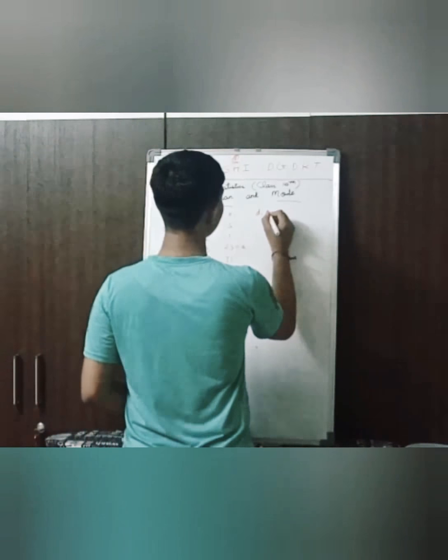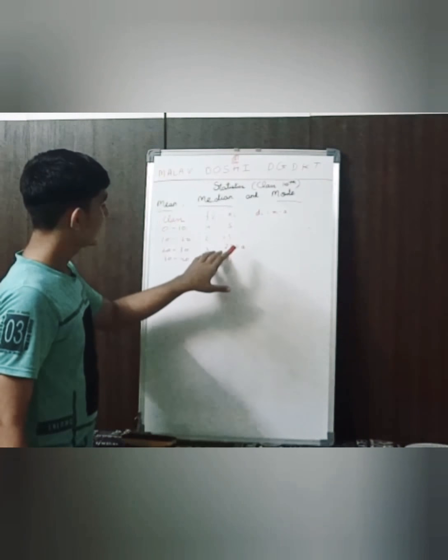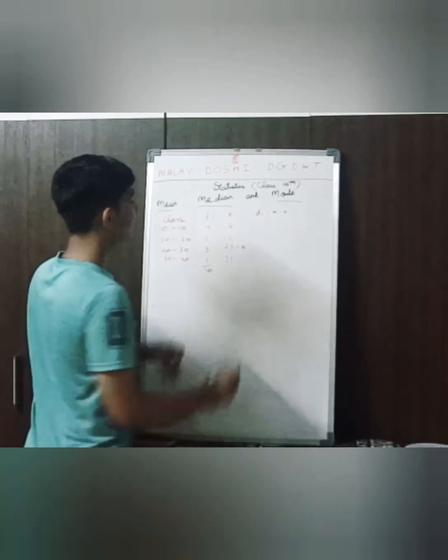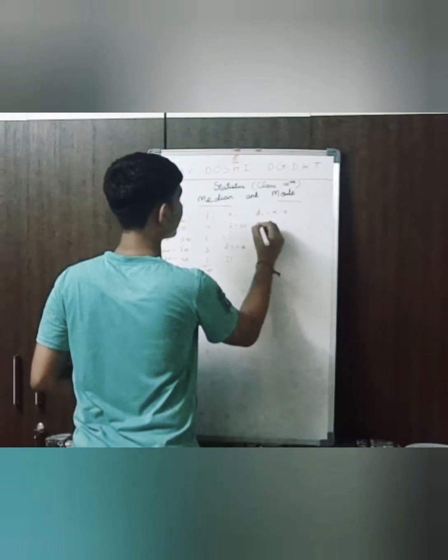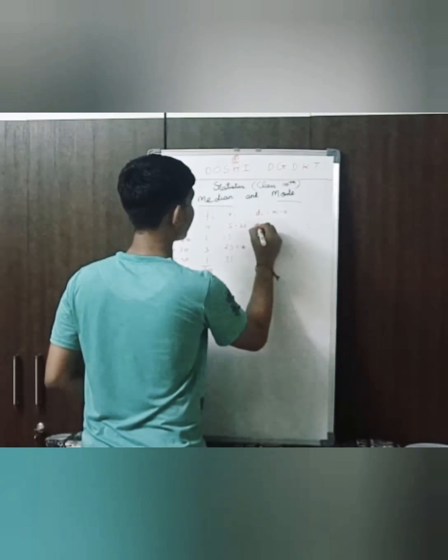Now what you have to do in di is xi minus a. It means you have to subtract this value 25 from each of them. So 5 minus 25 will give us, here I am writing, 5 minus 25 will give us 15. Oh sorry, not 15, minus 20.